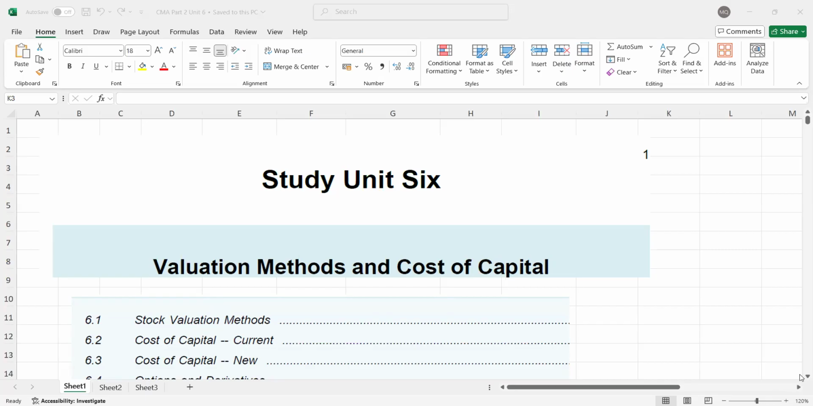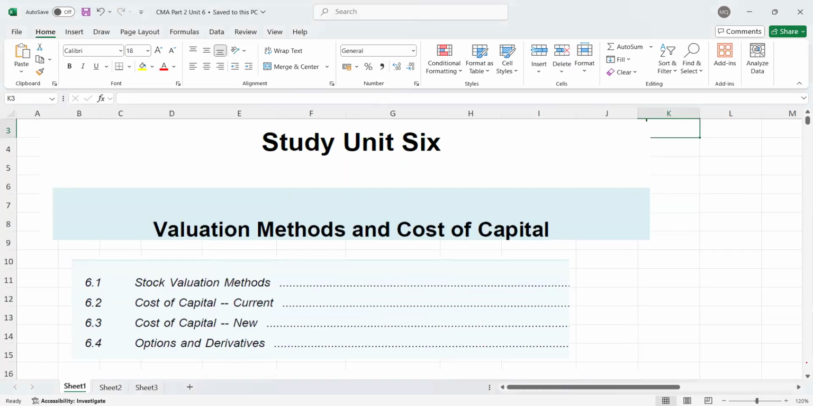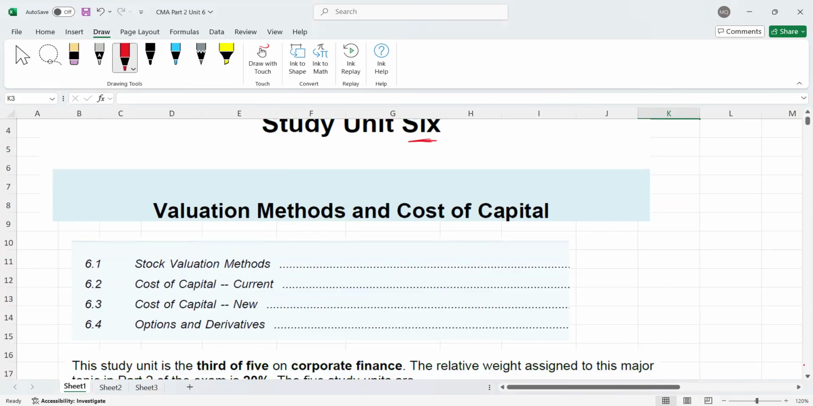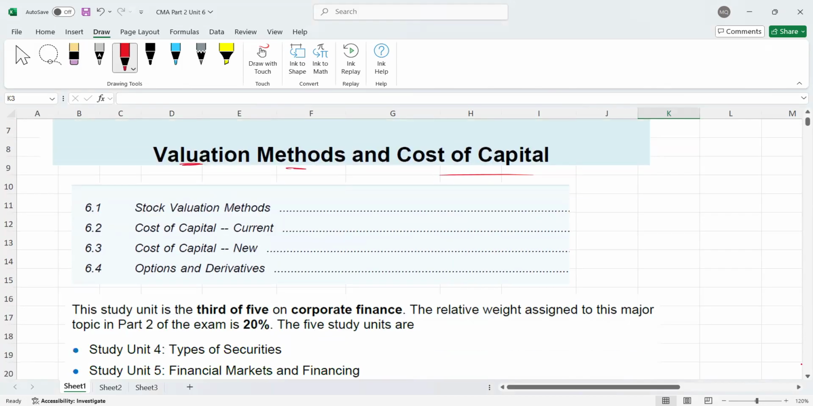Today we are going to discuss study unit 6, which is part of the corporate finance section. The name of study unit 6 is valuation methods and cost of capital. We have these topics in unit 6. Topic number 1 is called stock valuation methods, which we will cover today.